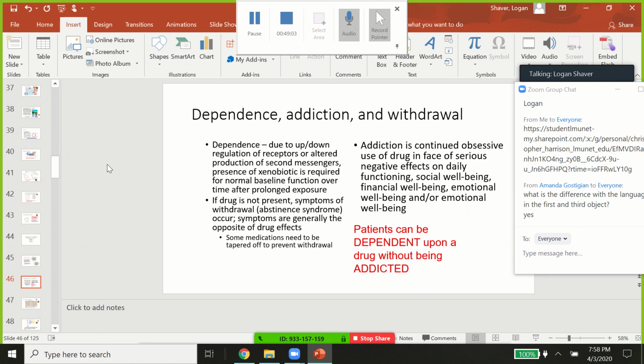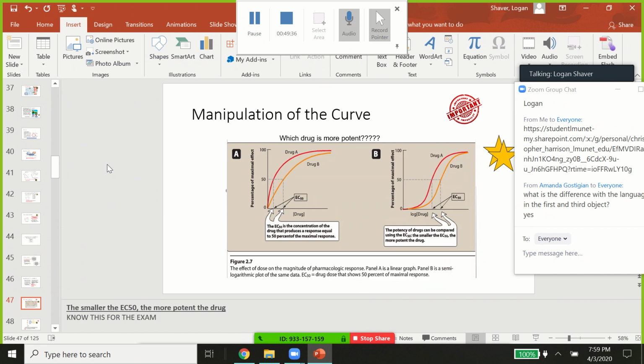Patients can be dependent upon a drug without actually being addicted to the drug, because of physical dependence. Dependence is different from addiction. Addiction is when it really has an actual effect on your life, like if you just can't wait to get the next high. But dependence is when you have a physiologic response, where your body just feels it and you need that drug. That's what dependence would be versus addiction. So it's not the same thing.